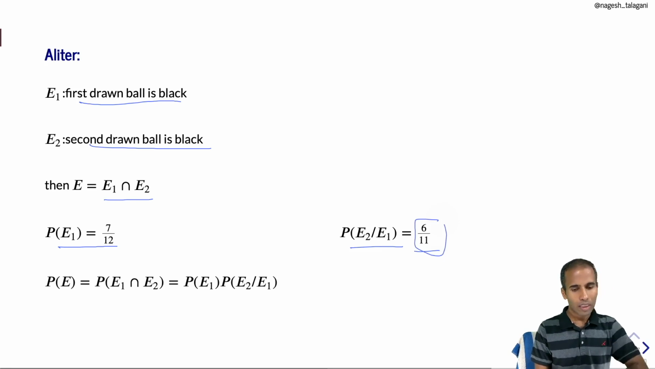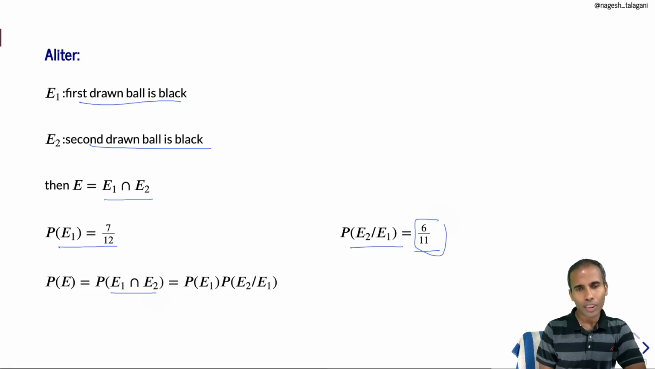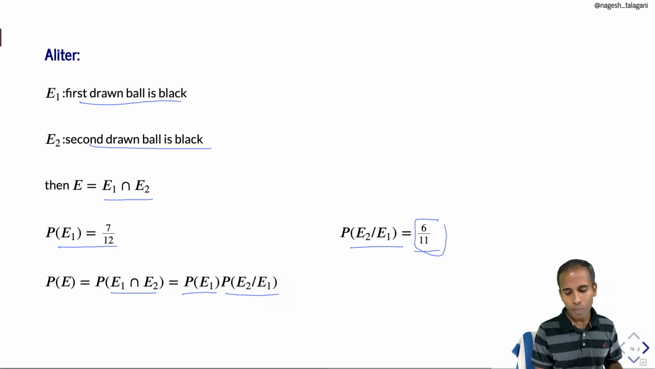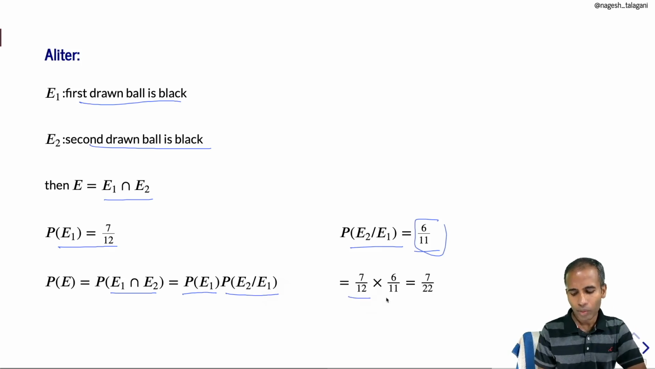Now the probability of E1 intersection E2, according to the multiplication theorem, we can write as the probability of E1 times the probability of E2 given E1, by conditioning on E1. Now we know these two probabilities. If we plug them in, 7 by 12 times 6 by 11 is 7 by 22. Again, we end up with the same answer. So you can also think this way.